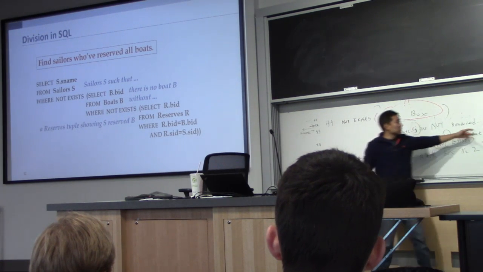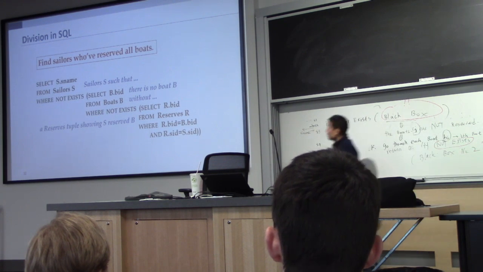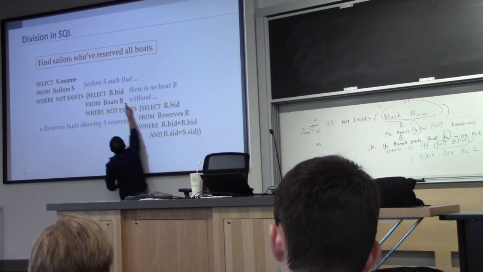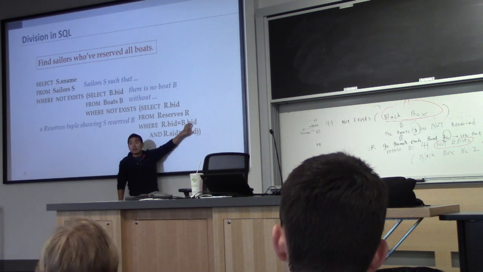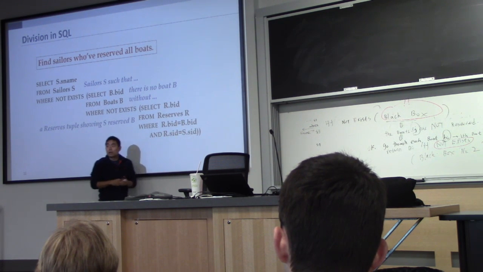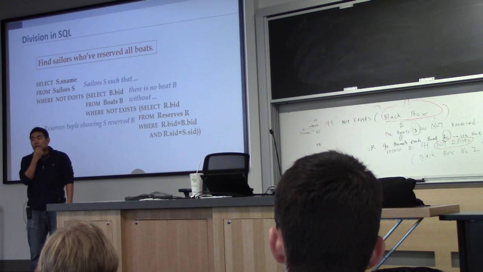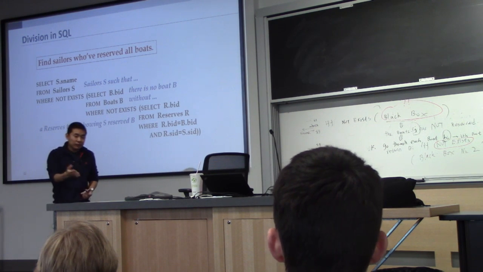Now I'm going to use black box number 2. So another black box. What is the black box? Remember, your goal is to find the boats the current sailor has not reserved. That's equivalent to saying I will go through each boat and return this boat record if there is no reservation record showing the current sailor reserved the current boat. That must be a boat that you have not reserved.